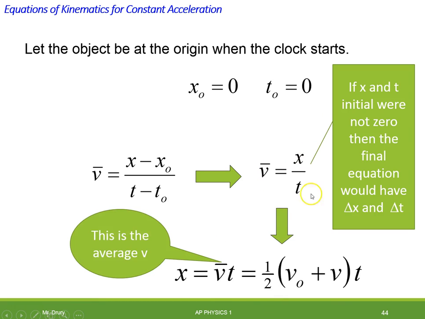So if we took this equation here and solved it for x, we'd have x is equal to the average velocity times time. And what is the average velocity? Well, obviously it is the initial velocity plus the final velocity, add the two together and divide by 2. So that's one equation.